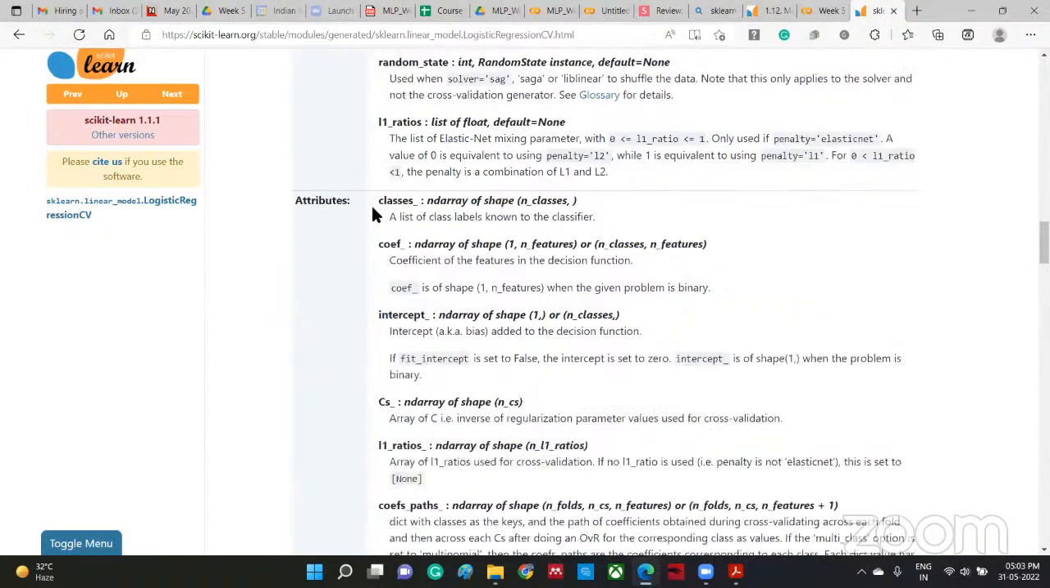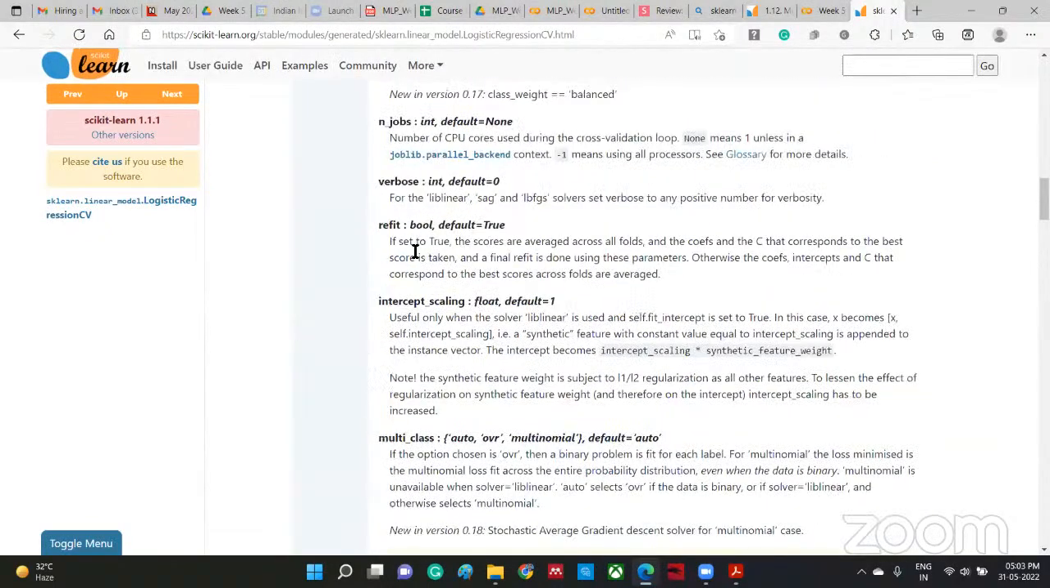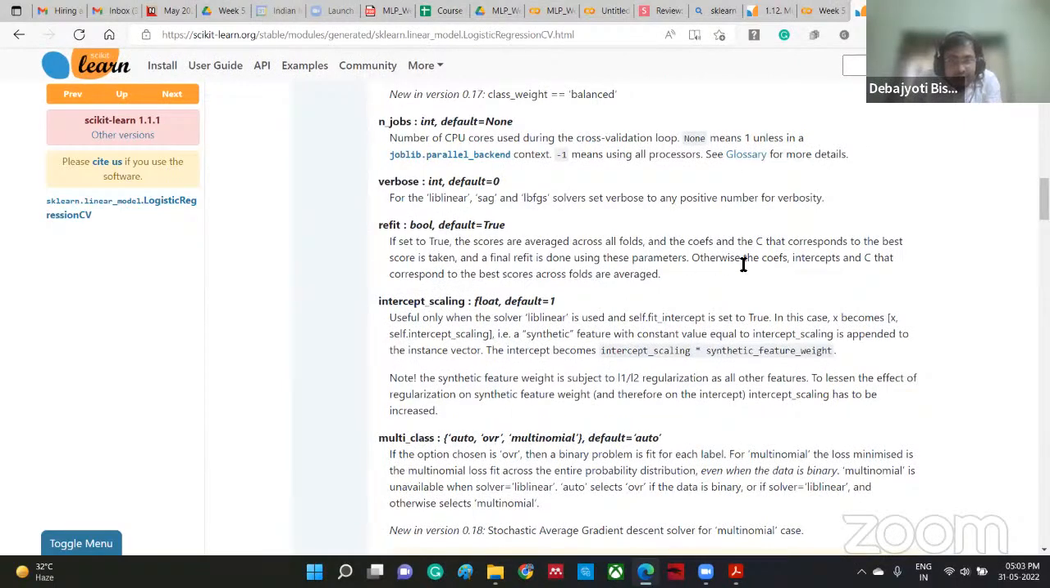If set to true, the scores are averaged here at first, and in other cases, so this is for default equals to true. For repeat equals to true, the scores are averaged at first, and otherwise everything is done, and then the best scores are averaged out and so on.